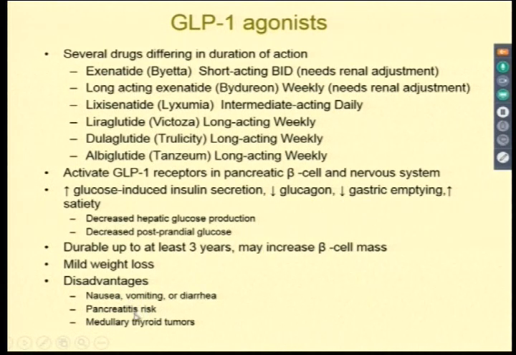They can cause nausea, vomiting, diarrhea, pancreatitis risk, not pancreatic cancer. And there's evidence that they're not good if you have a medullary thyroid carcinoma, which is a complicated reason for that. But that's a pretty rare kind of thyroid tumor, but does occur and should be considered when you're starting these agents.